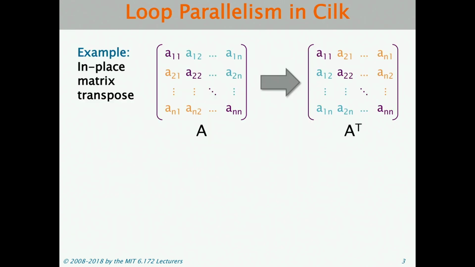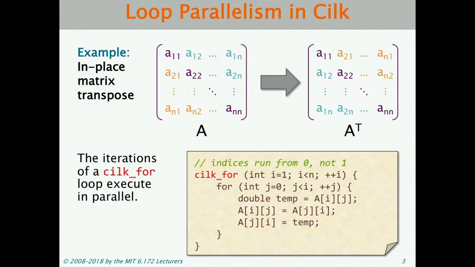We also talked about this example where we wanted to do an in-place matrix transpose. This used the Cilk for keyword, and it says that we can execute the iterations of this Cilk for loop in parallel. Again, the runtime system is allowed to schedule these iterations in parallel, but it doesn't necessarily say that they have to execute in parallel.